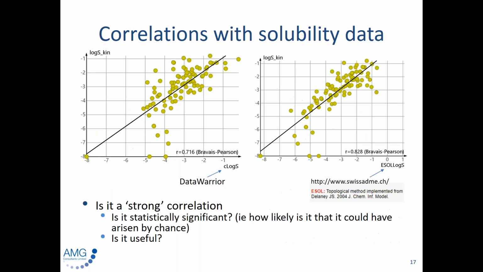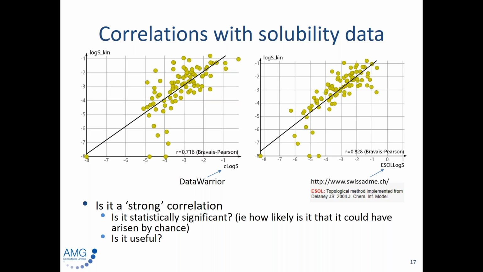Okay, so just going back to the solubility data, the Data Warrior solubility predictor against the kinetic solubility measurement, you can see that the Pearson correlation coefficient comes out at 0.716. For a different solubility prediction, it comes out higher, 0.83. And this is one that's available through Swiss ADME.